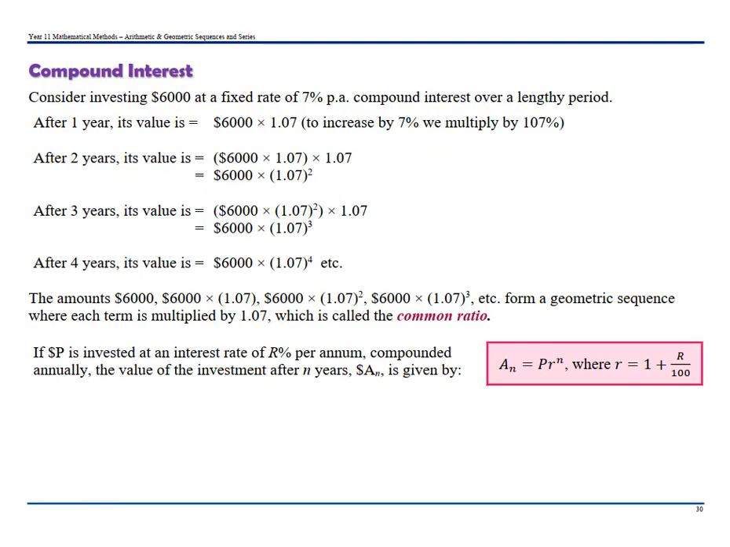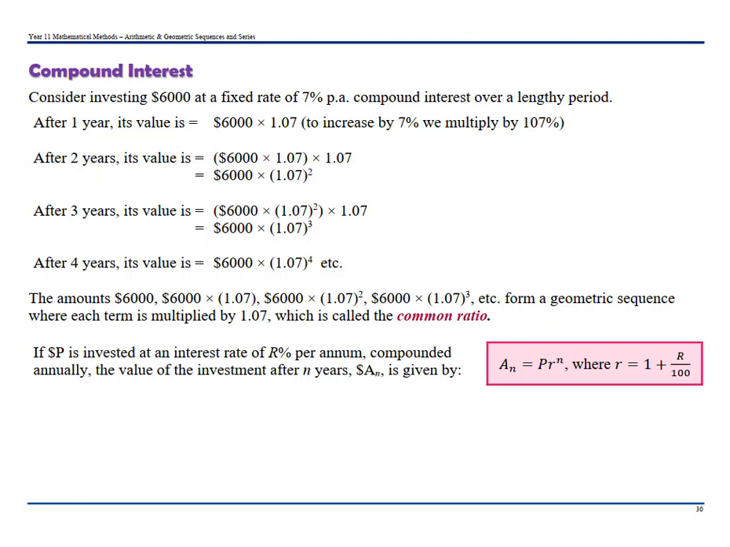Now let's look at compound interest. Consider investing $6,000 at a fixed rate of 7% per annum compound interest over a lengthy period. So after 1 year, it's going to have a value of 6,000 times 1.07. That's our 100% for the original amount plus an extra 7%. So it's 107%.